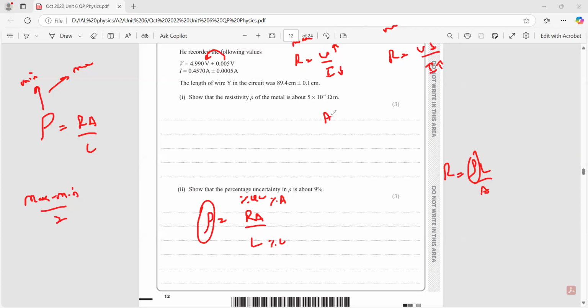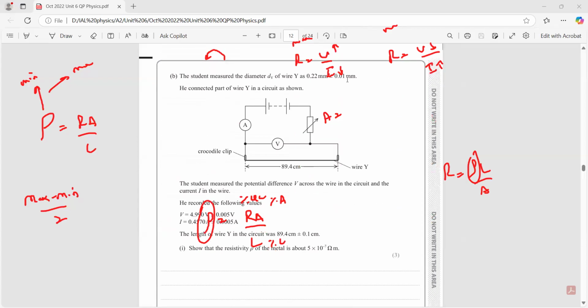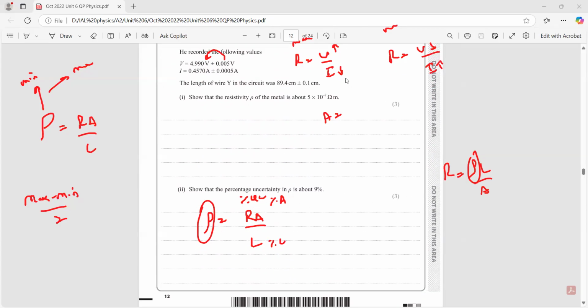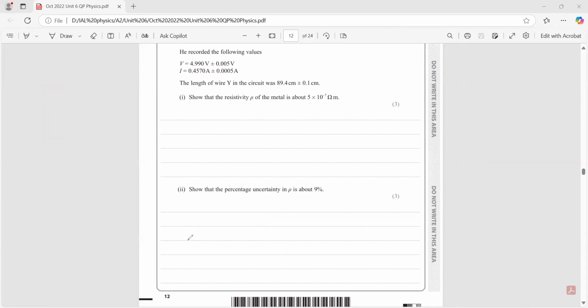And what about A? The same thing, area is pi d square by 4. So I'll find the uncertainty in the diameter, the uncertainty is given here, which is 0.01. But this method is usually a longer method, working out the maximum and minimum. I prefer to work out the percentage uncertainty of each and then add.